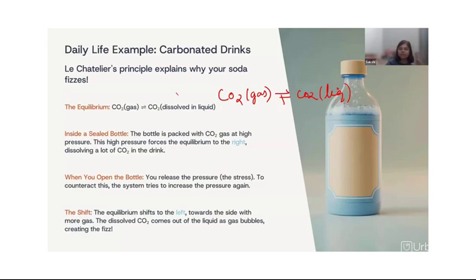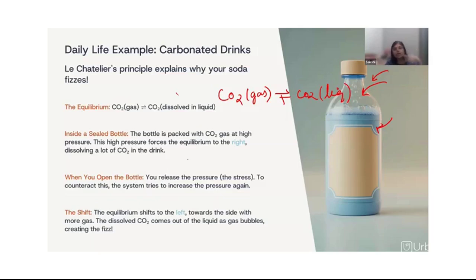Inside a sealed bottle, when the bottle is sealed, it is packed with carbon dioxide at a very high pressure, right? So the pressure on the equilibrium to the right and the left is the same. Now when the bottle is closed, the pressure in the liquid and on the top is the same. But when you open the bottle, you release the pressure, right? So to counteract this, the system tries to increase the pressure. So the equilibrium shifts towards the left.